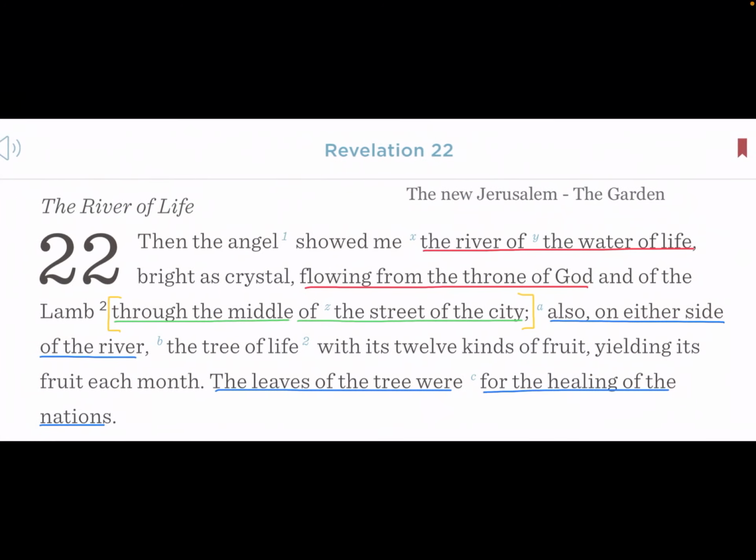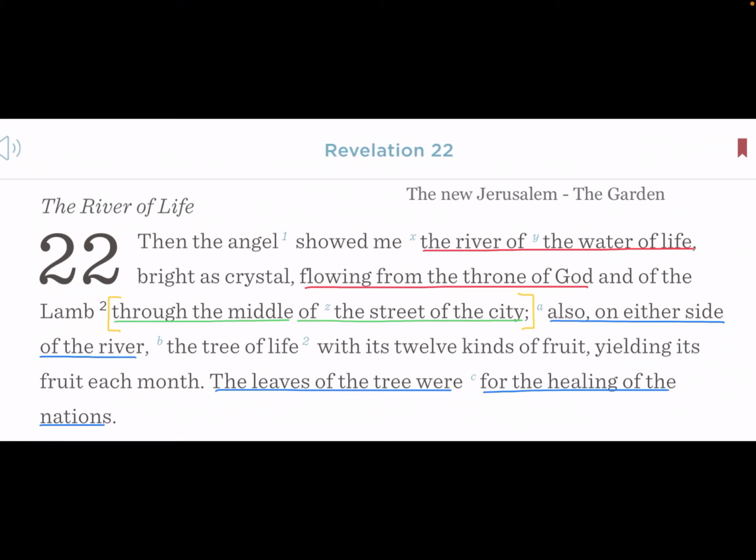And the reason why I say that is because in Revelation 22, we're talking about the New Jerusalem, which is akin to the Garden of Eden, as we read, the river of the water of life flowing from the throne of God through the middle of the city, also on either side of the river, the tree of life, and the leaves of the tree of life were for the healing of the nations. So here we have the idea of the New Jerusalem coming down, just as we have the idea of Eden, and then we have Eden with the garden.